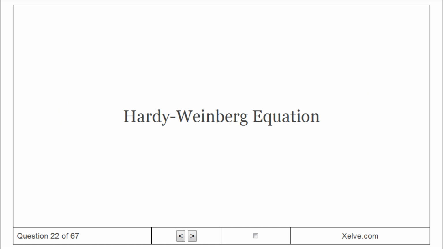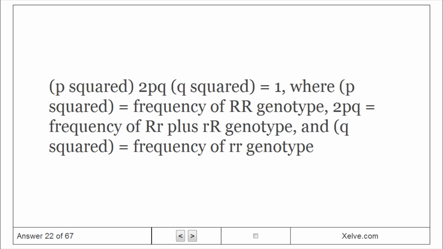Hardy-Weinberg equation: p squared + 2pq + q squared = 1, where p squared equals the frequency of the RR genotype, 2pq equals the frequency of the Rr genotype, and q squared equals the frequency of the rr genotype.